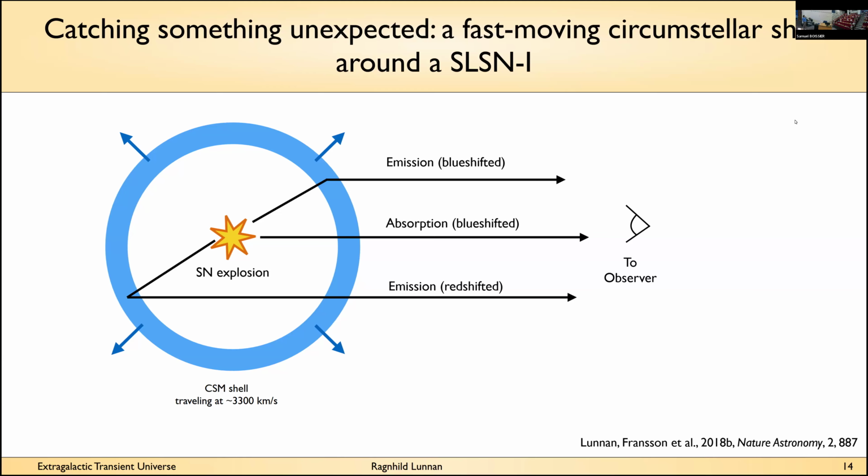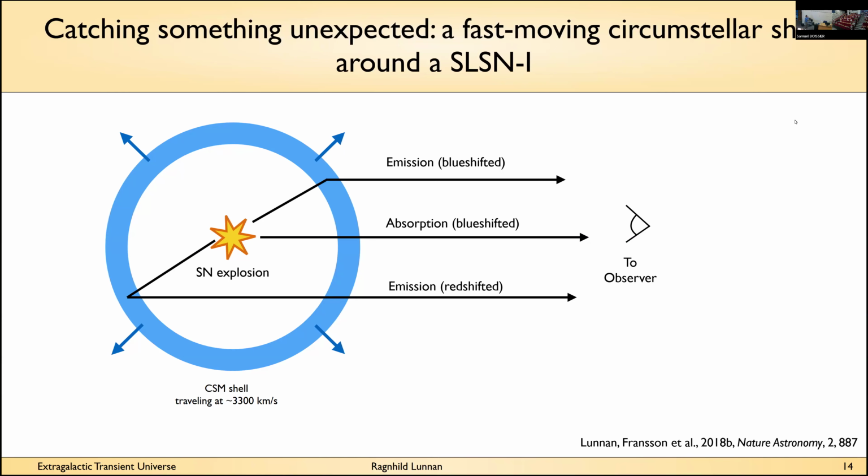So this was really cool. We could constrain a bunch of properties about this shell, like that it was ejected about 30 years before the supernova exploded. It's moving at this 3,000 kilometers a second. But it was a single example, right? So you might wonder, was this just some crazy lucky catch, or is this normal?